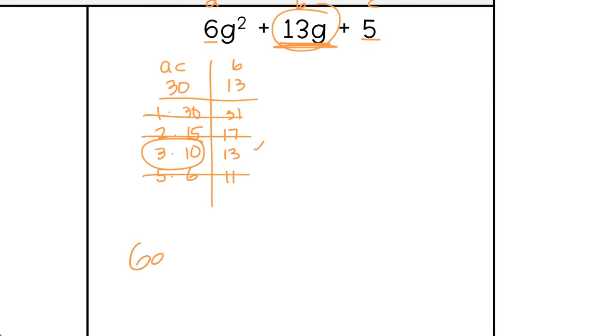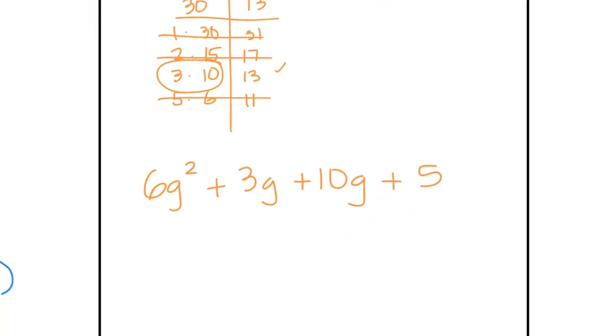So 6g squared, that's still the same. But in the middle, now I'm going to put plus 3g plus 10g. And then that plus 5 is still going to be the same. Let's split this right down the middle.